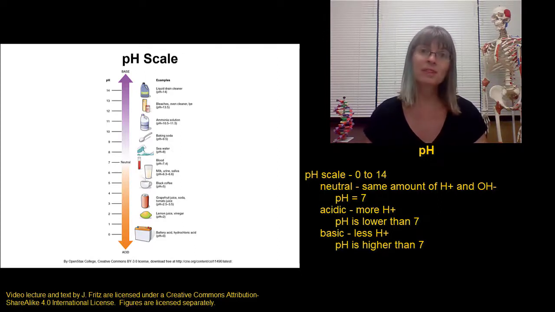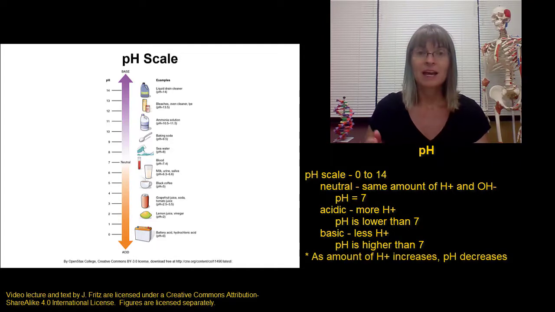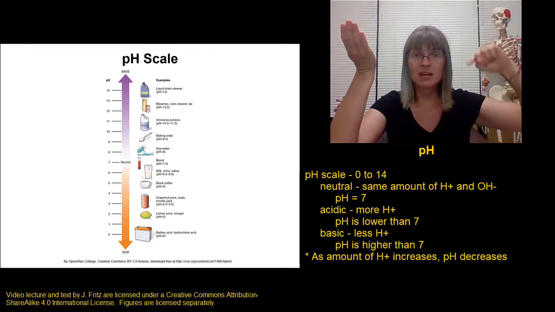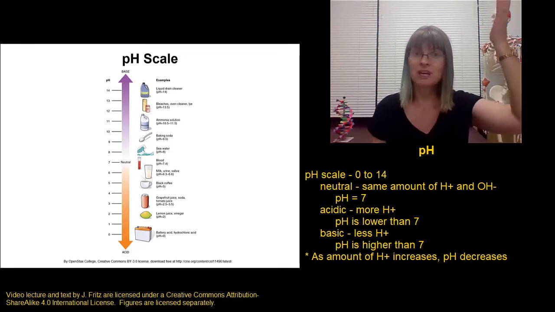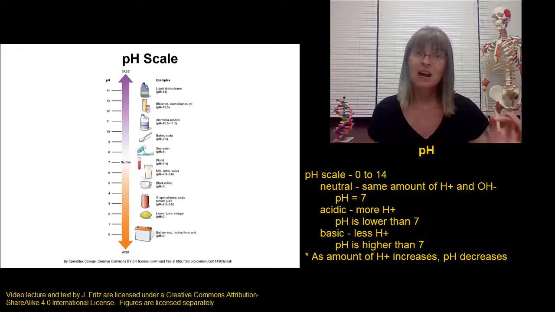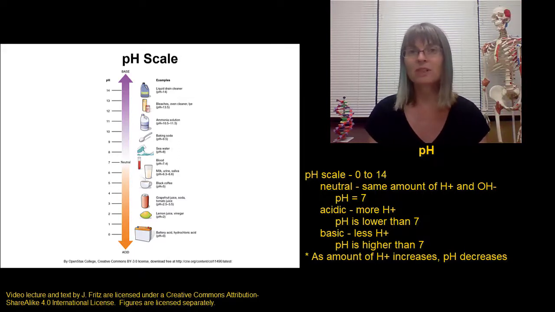There are two important things to remember about the pH scale. One of them I mentioned already. As the amount of hydrogen ion goes up, pH goes down. As the amount of hydrogen ion goes down, pH goes up. The other important thing to remember about the pH scale is it's what's called a logarithmic scale.